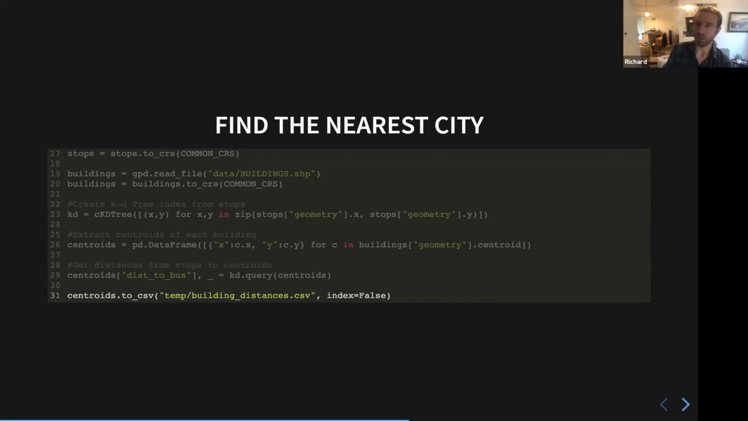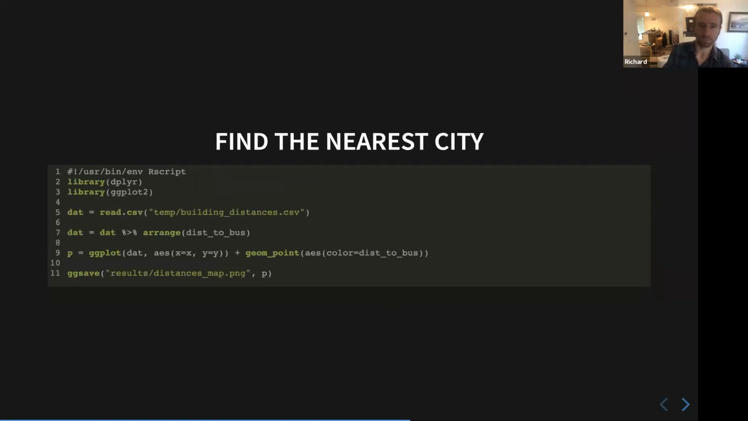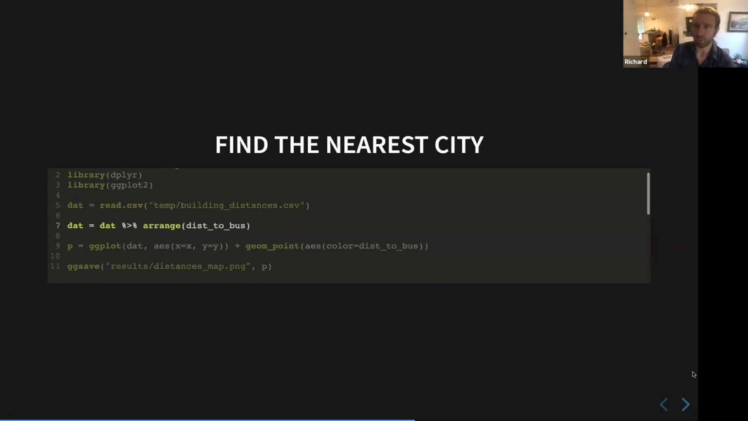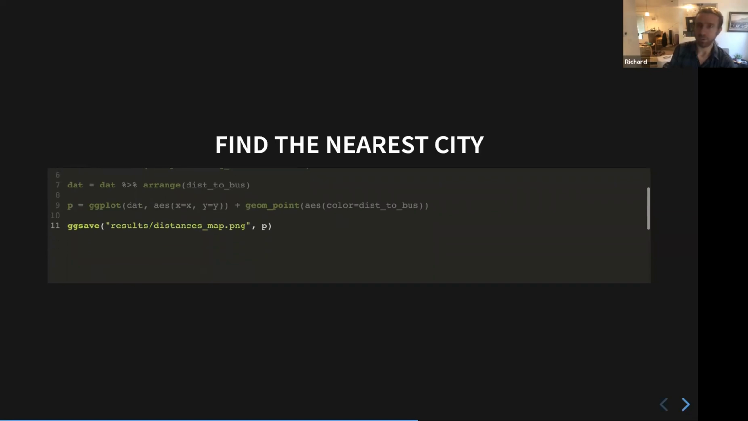And finally, we output that file that we know is needed by the downstream script. The downstream script leverages the tidyverse to make some nice plots quickly. We read in that building distances file. We arrange it so that buildings that are farther from bus stops get plotted on top. We do the plot, and then we save the plot.